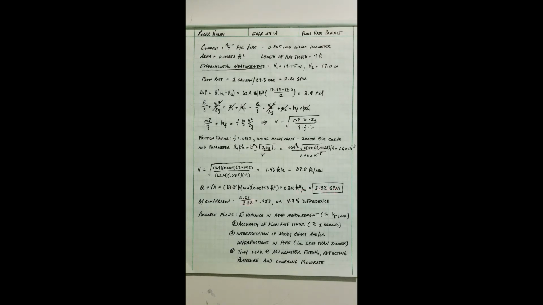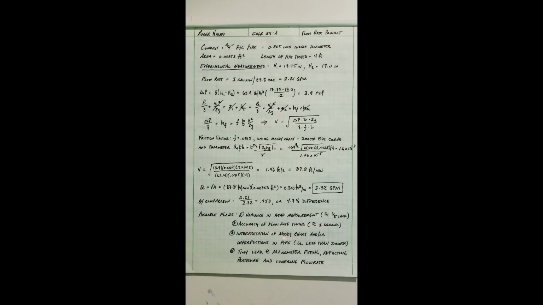By comparison with our experimental flow rate, we have a 4.7% difference, which I am very satisfied with, given these possible flaws in our actual experiment. First of all, the head measurement, you might notice in the recording, slight variation there. Might have plus or minus 1/8 of an inch on that measurement. The accuracy of my timing while gathering the water, calculating that, might have been plus or minus a second.